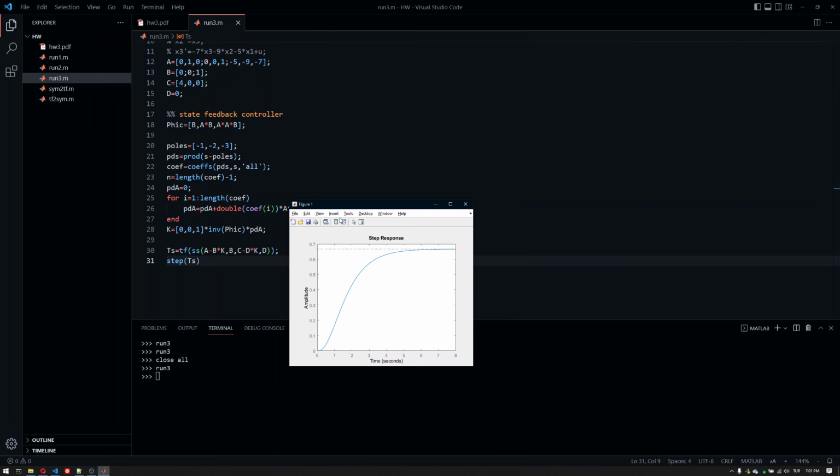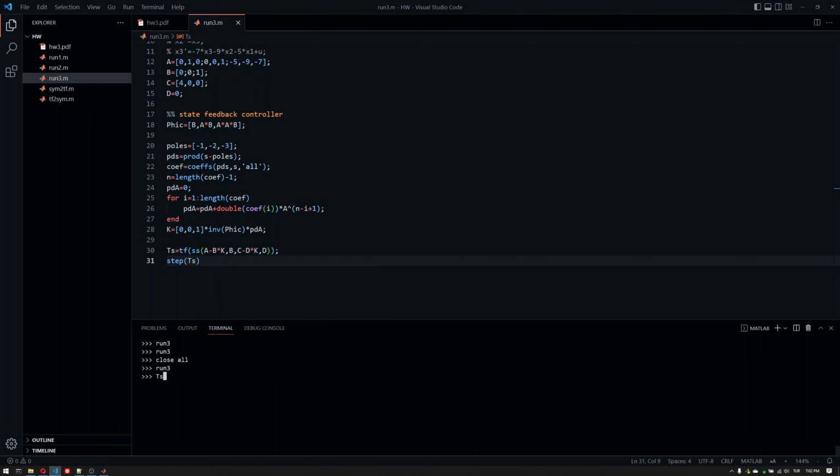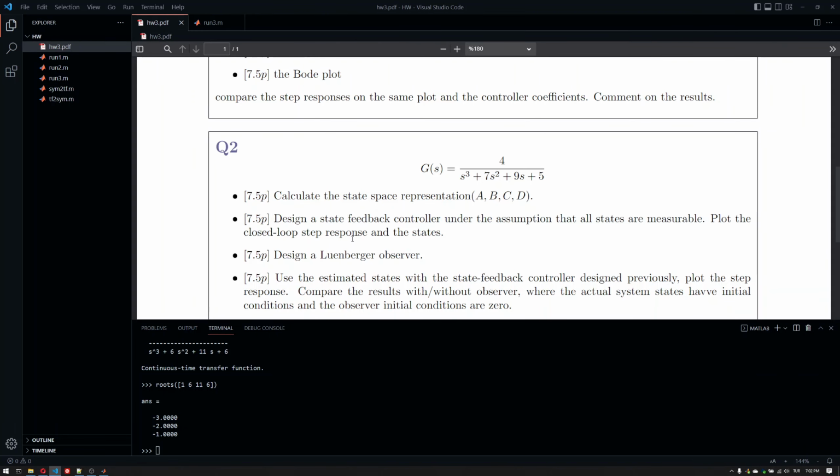Since we've used -1, -2, -3, all the poles are real and there will be no overshoot. We can also use some PDS and then also maybe a third pole that is far away. That would give us also something, but we can see that this would be basically our transfer function here, and you can check the roots of the transfer function. 1, 6, 11, 6. You'll see 1, 2, 3. So this is basically the state feedback design.